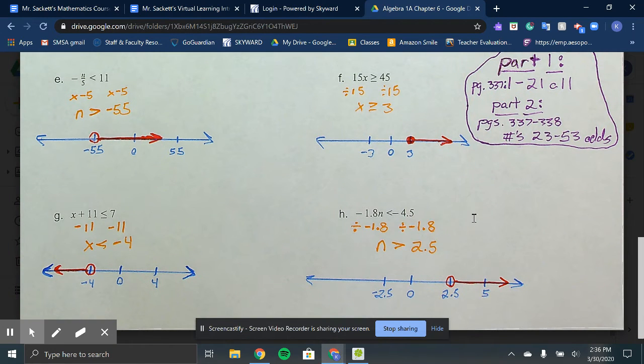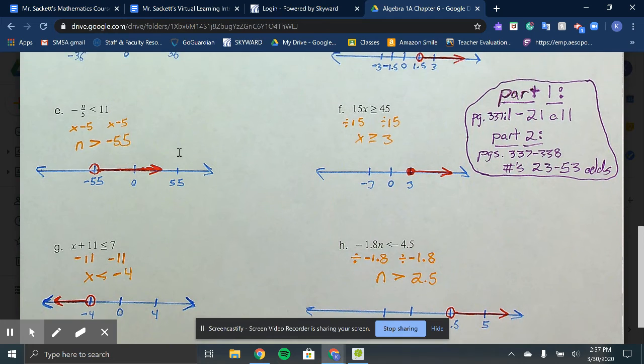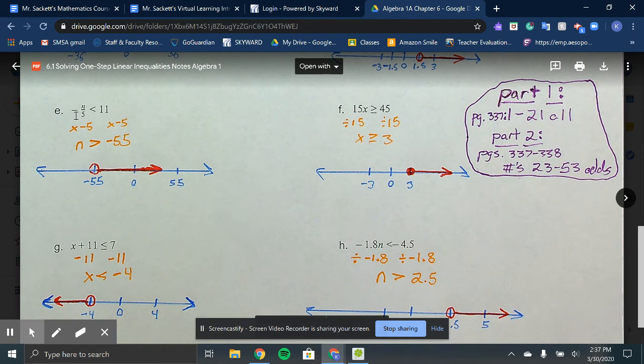And our last few examples here. With E, again, I notice the negative right away, so I'm going to need to flip my variable. So, or not my variable, sorry, my inequality. So I'll multiply each side by negative 5. That causes this to become n is greater than negative 55. Open circle, greater than is to the right, so our arrow goes to the right.